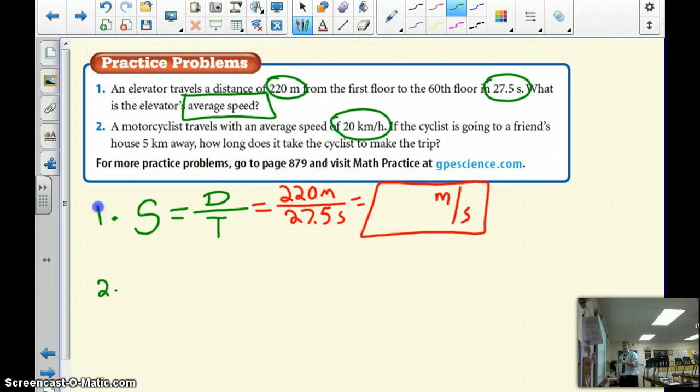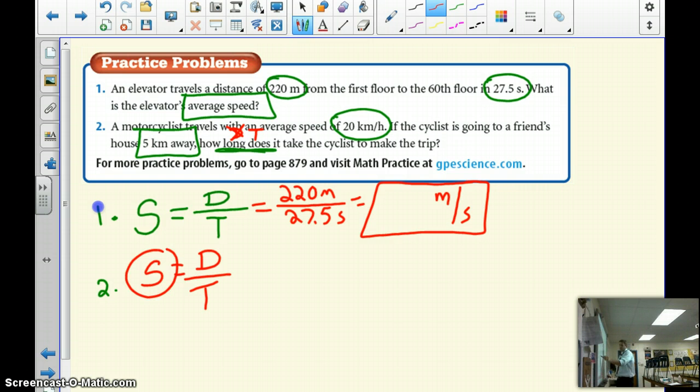If they go to a friend's house a distance of 5 kilometers away, how long does it take the cyclist to make the trip? In this case, when you see the word long, it's not referring to a distance, it's referring to a period of time. So here you need to think about this a little bit differently. You can plug everything into this equation if you'd like, but instead of solving for speed, you'd be solving for time, which you can do with your algebra.